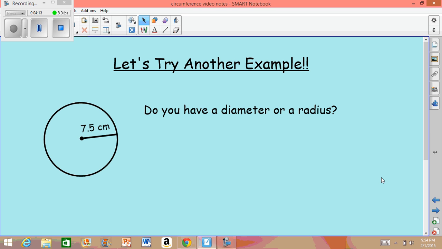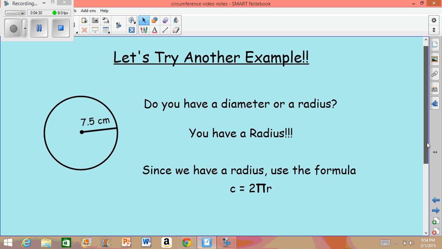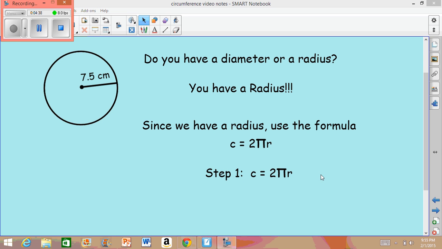Another example. We have our circle, and the first question we have to answer is, do we have a diameter or do we have a radius? We have a radius this time, so that means we're going to be using the formula that has radius involved. And that formula is circumference equals 2 times pi times the radius. So our step number 1, we have written down our formula, circumference equals 2 times pi times the radius. And step number 2, we're going to substitute our variables for our numbers.